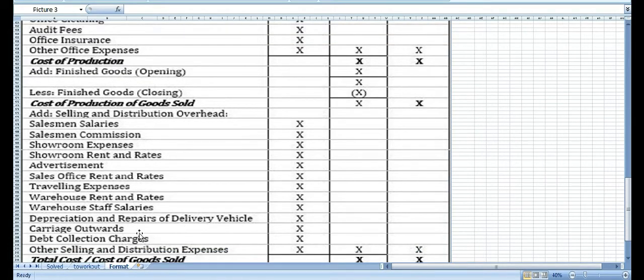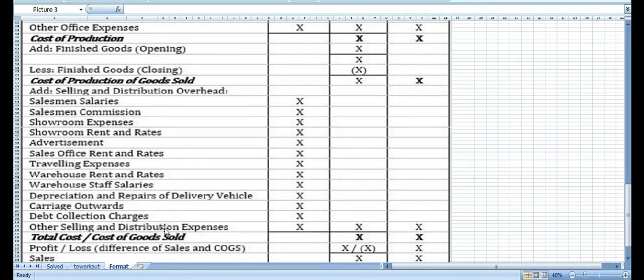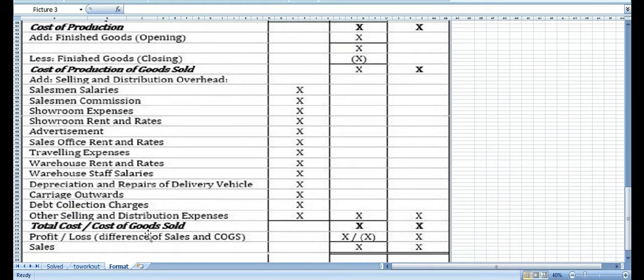Carriage inwards we consider as direct material transportation. Carriage outwards we consider as products moved out for sale. Next are debt collection charges and other selling and distribution expenses. If we add the cost of production along with selling and distribution overheads, we get the total cost, or cost of goods sold. From the cost of goods sold, if the sales value is given and we subtract it, we can determine whether it's a profit or a loss from the data.